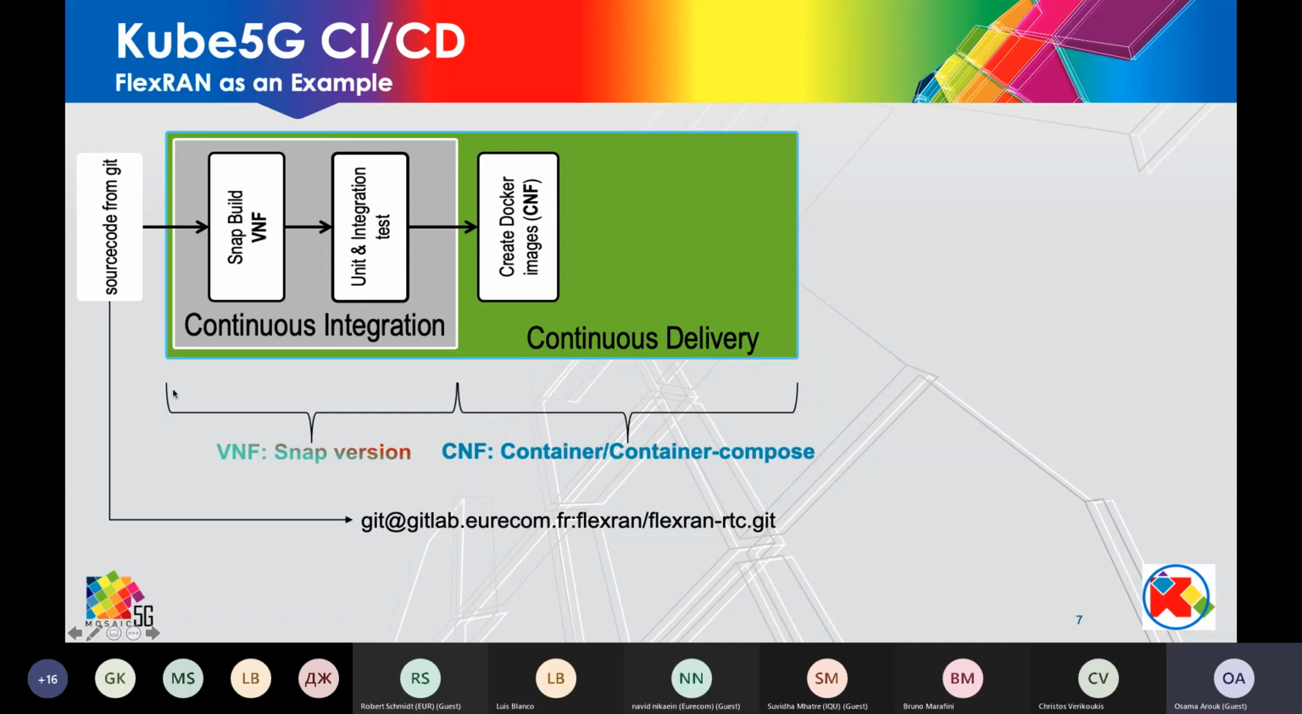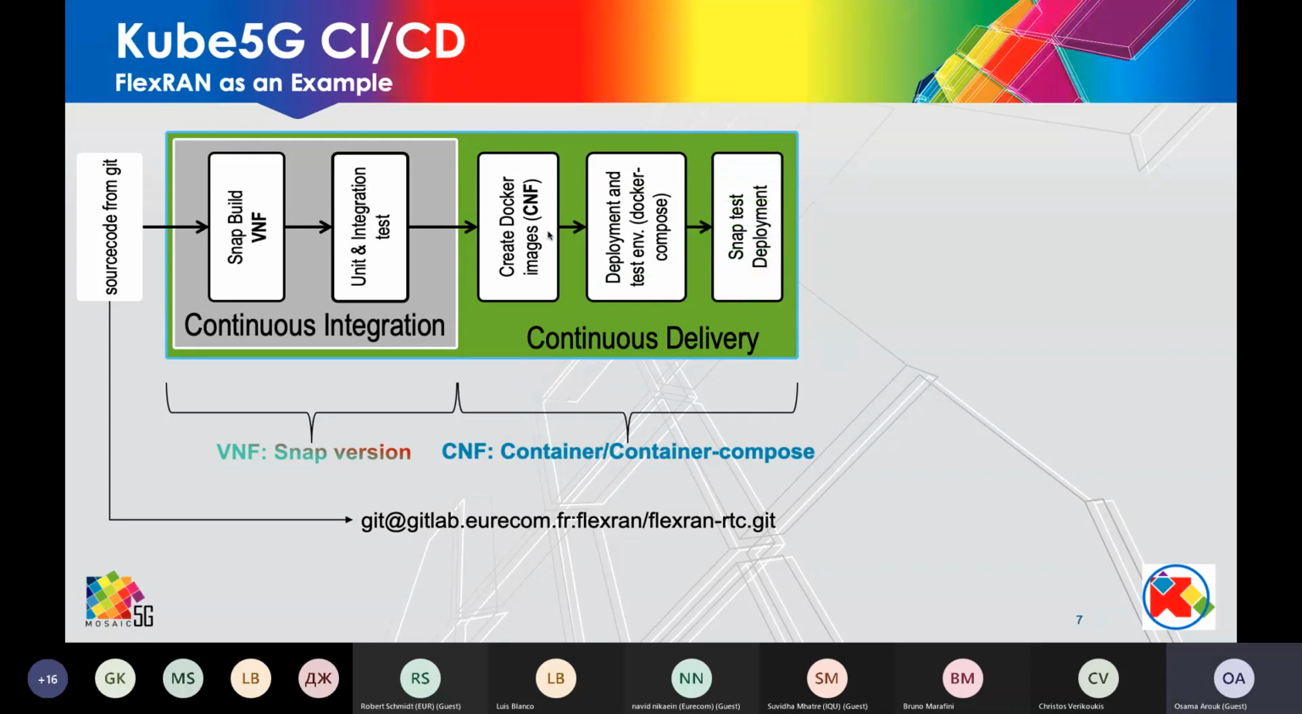We have, again, similar steps. The first one is to create the Docker image, deploy it in the deployment test, and finally run the tests that you need to make sure that all the new functionalities or new features that you added to your function are working, and that the already supported features are also still working.